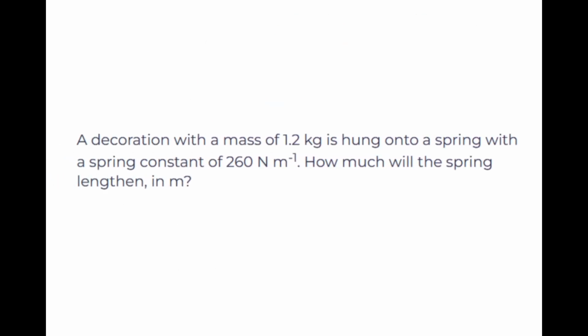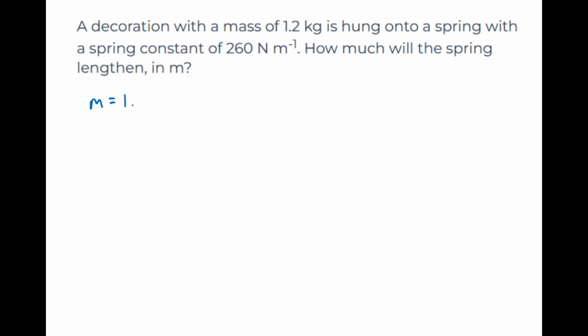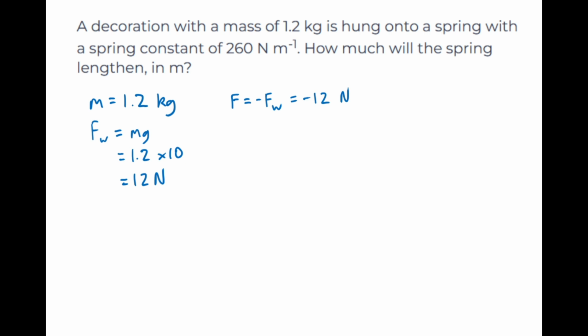Question 5. A decoration with a mass of 1.2 kilograms is hung onto a spring with a spring constant of 260 newtons per meter. How much will the spring lengthen in meters? Mass equals 1.2 kilograms. The weight force exerted by this mass is 1.2 times 10. So weight force equals 12 newtons. The force exerted by the spring will be equal and opposite to the weight force of the mass. So F equals negative 12 newtons.